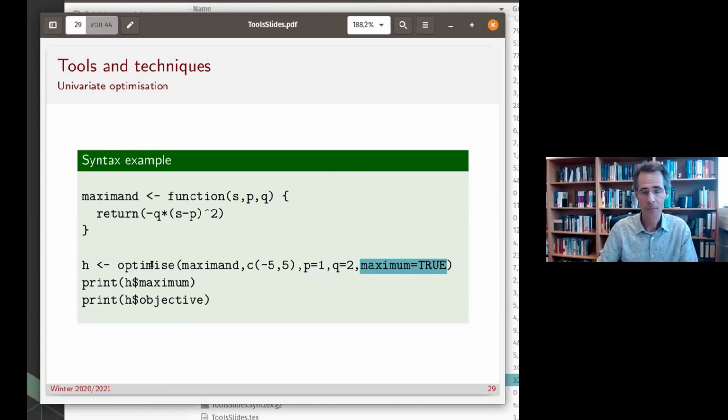Then R optimizes this function numerically using this golden section search algorithm, and writes the output into the object h, and the object h is a list. One component is the maximum component. So by printing the maximum, what you get is the position where the maximum is attained. And the value of the maximum is h objective. So this is the highest value you can get by choosing s optimally given p and q, or given p is equal to 1 and q is equal to 2.